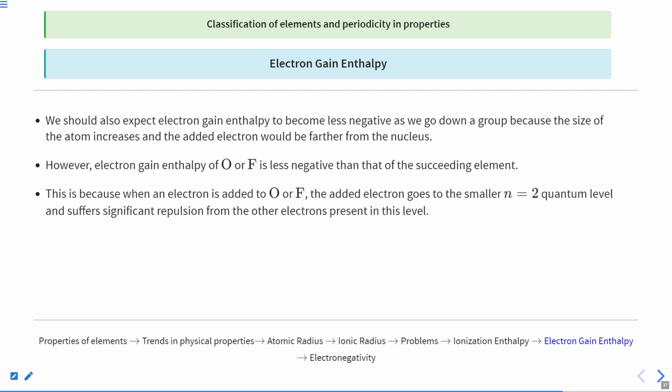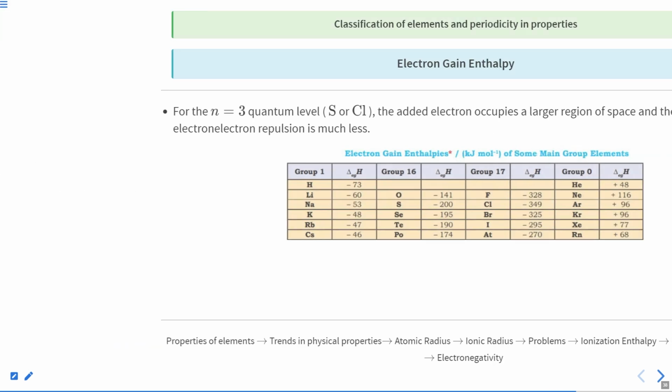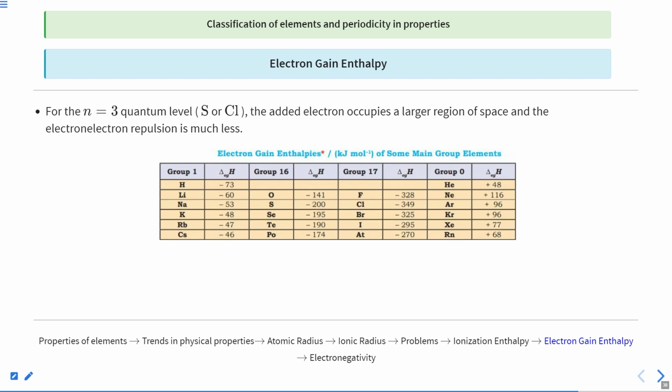When an electron is added to oxygen or fluorine, the added electron goes to the smaller n equals 2 quantum level and suffers significant repulsion from other electrons present in this level. So that is the reason its value is less negative, because of their smaller size.